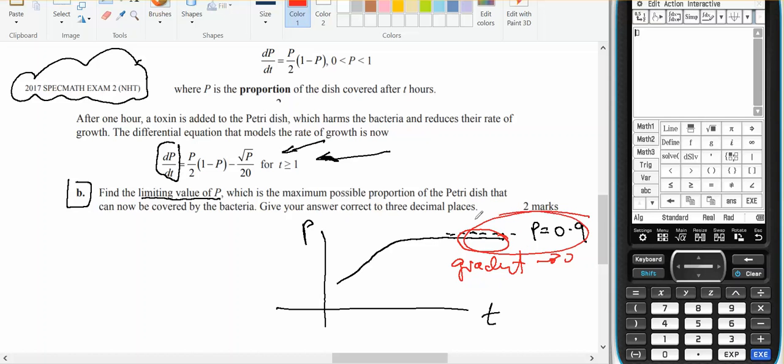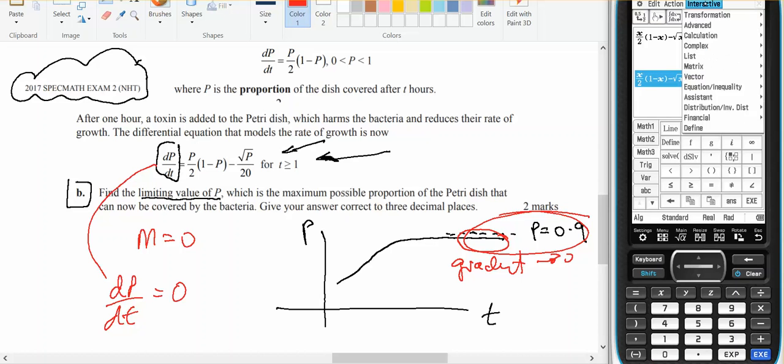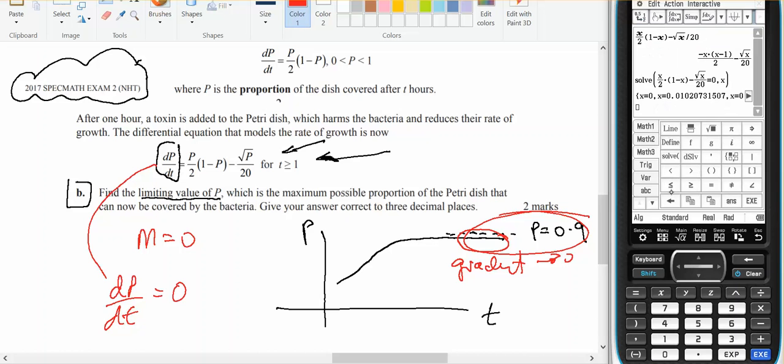Therefore, at the limiting value of P, the gradient will equal 0. So if I set dP/dt equal to 0 and solve for P, that should give me my limiting value. So over here, if I've got x divided by that equals 0, and I get x equaling 0.89425, which is 0.894.